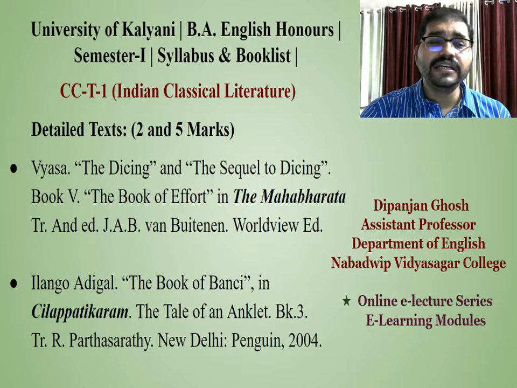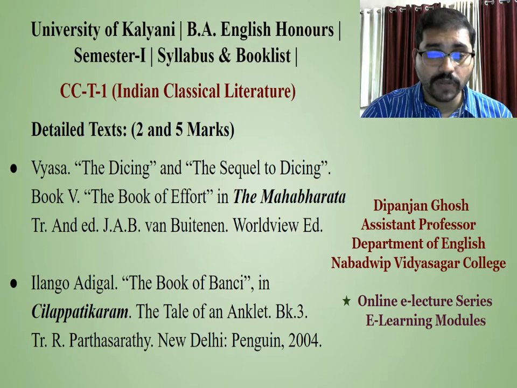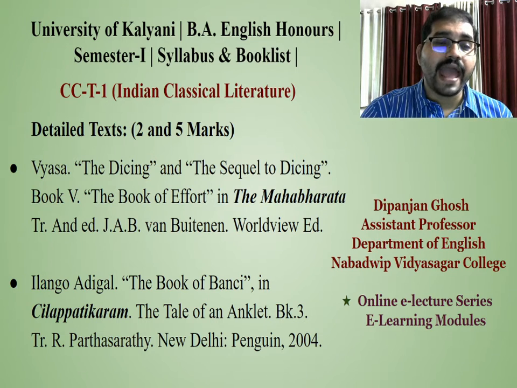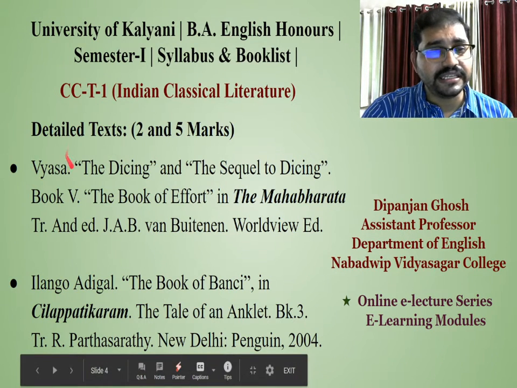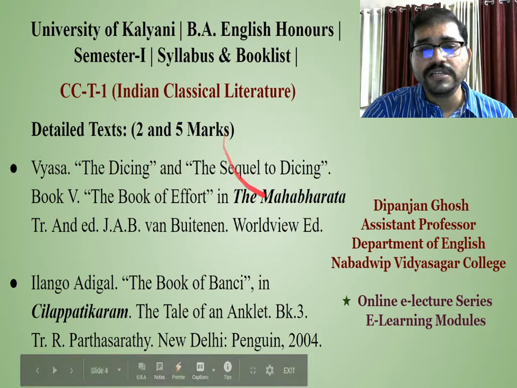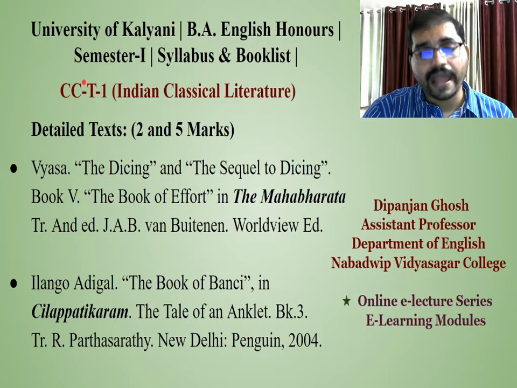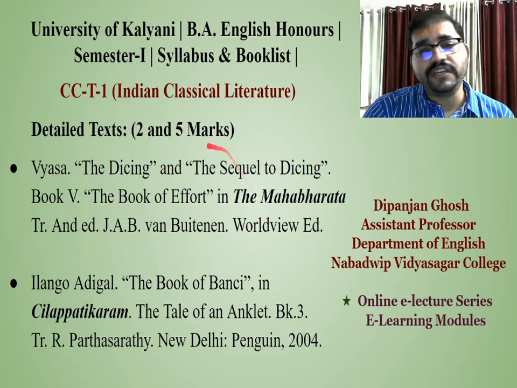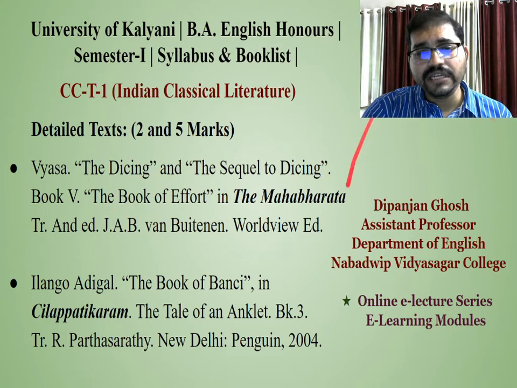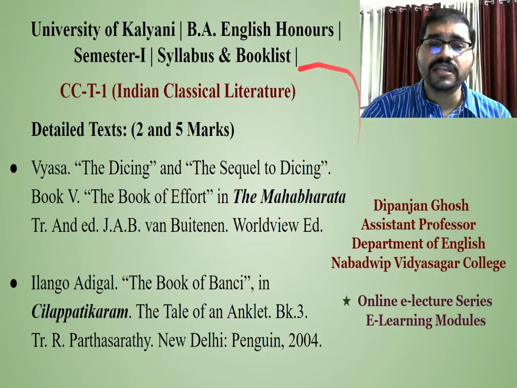As you can find here, the actual author of the Mahabharata is Vyasa, as we know, Vyasdev. And these are the sections, the names given here, as you can see: Dicing and the Sequel to Dicing. These are the sections, as you can identify from your actual text. And the last one is the Book of Effort. So these three dedicated sections are in your syllabus.